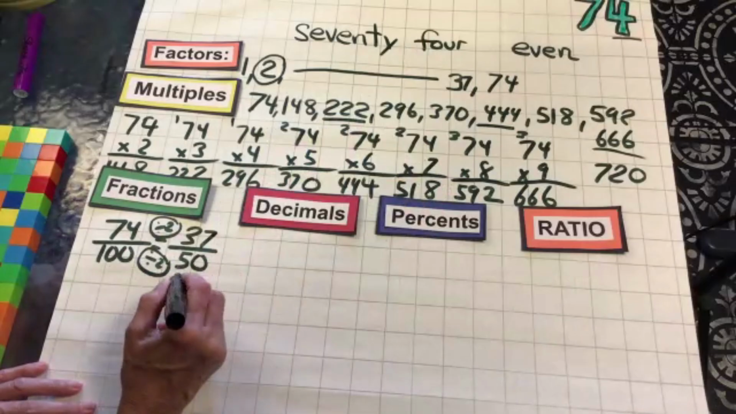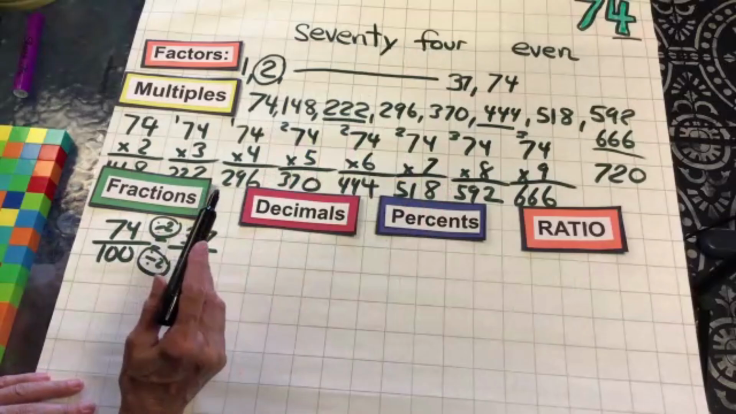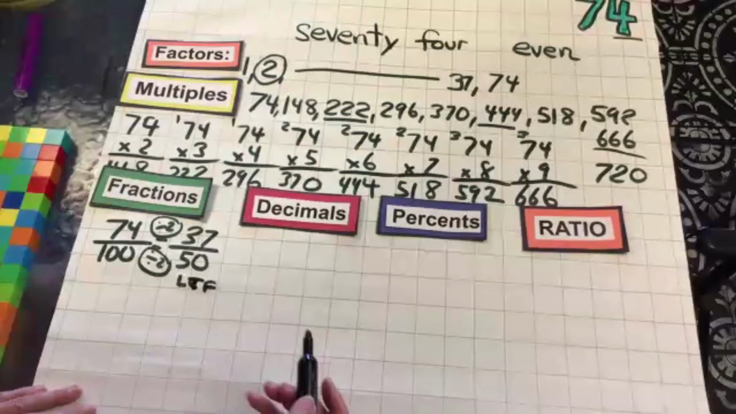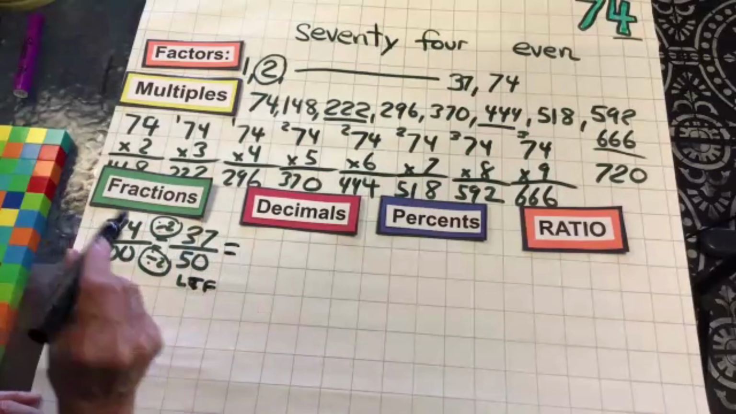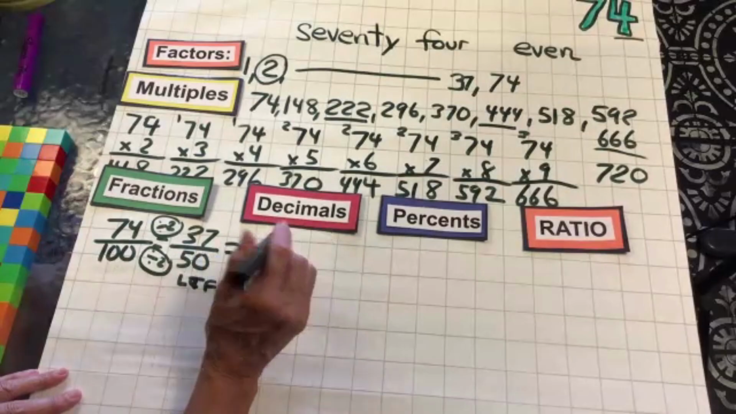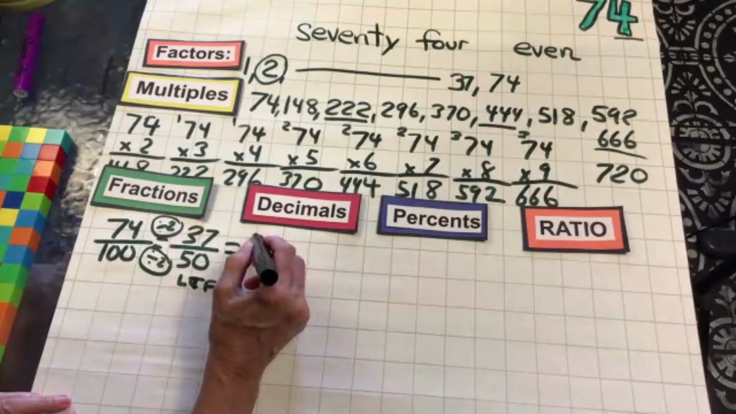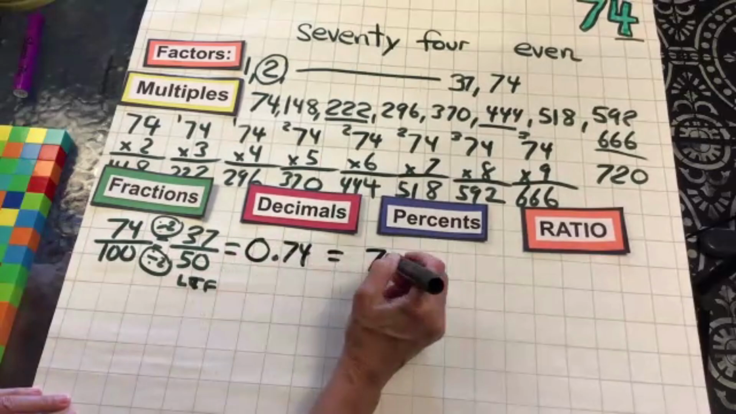So our least common, that's our greatest common factor. This is our lowest term fraction. I'm out of control here. Lowest term, all those different terminologies. Lowest term fraction is 37/50ths. So these are equal. They're the exact same thing. And you'll learn more about that in fractions unit. We got 0 and 74 hundredths, which is the same as 74%.